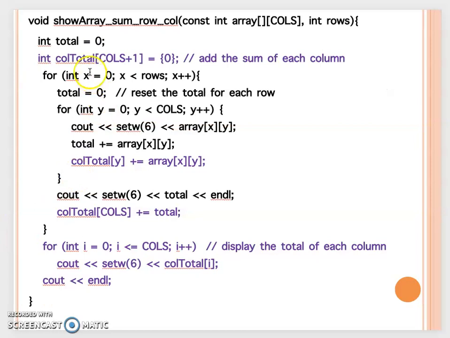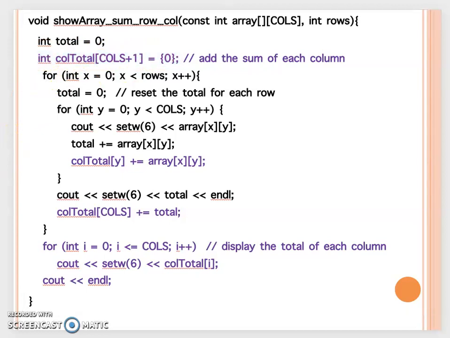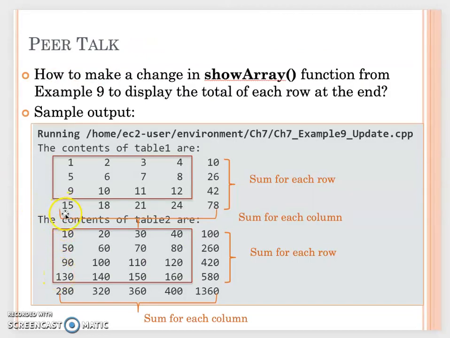So now if I want to show the array with the sum of the row and the column, we need not only a total, like earlier when we showed the sum. Now we also need to create another one-dimensional array. This one-dimensional array we call column total. That one-dimensional array is what we want to use to save those values: 15, 18, 21, 24. They are the total for each column. And also we have the grand total here.